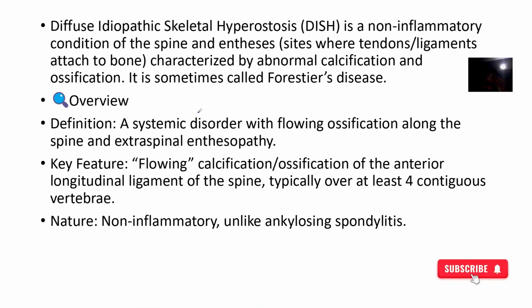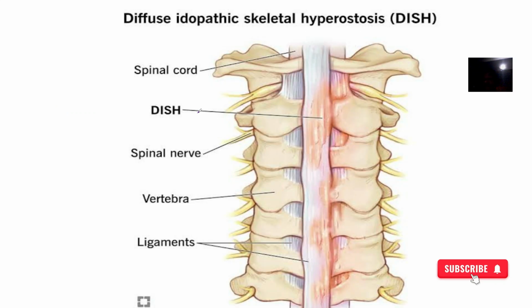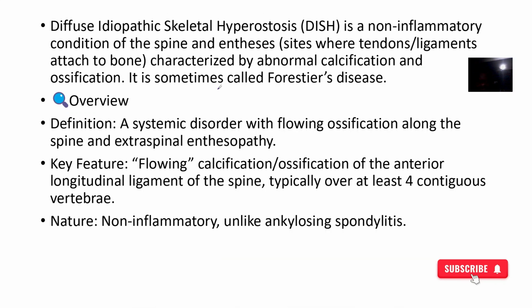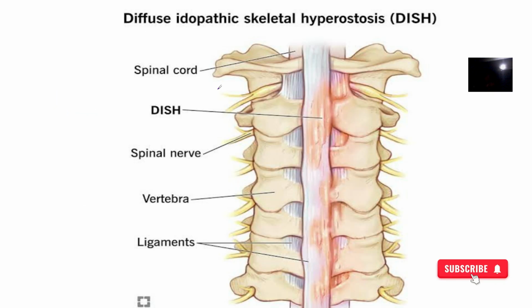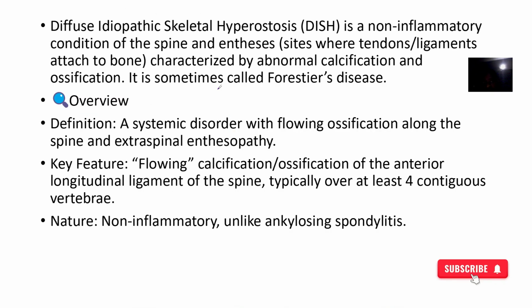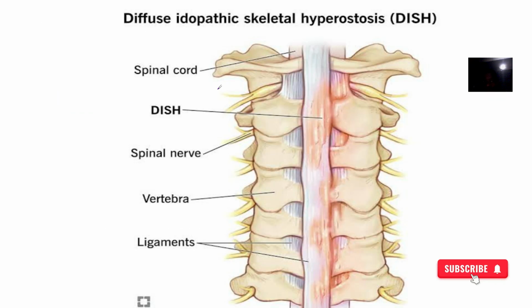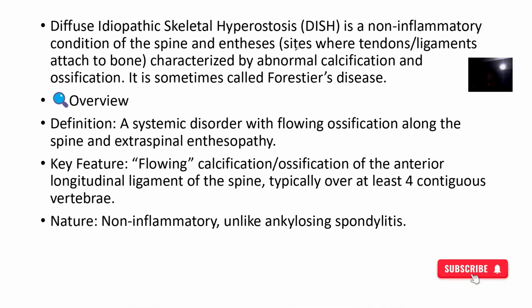And let's quickly look at this. So it's a non-inflammatory condition of the spine and entheses. Entheses are all those sites where the tendons and ligaments usually attach to the bone, you know. So it's characterized by abnormal calcification and ossification.